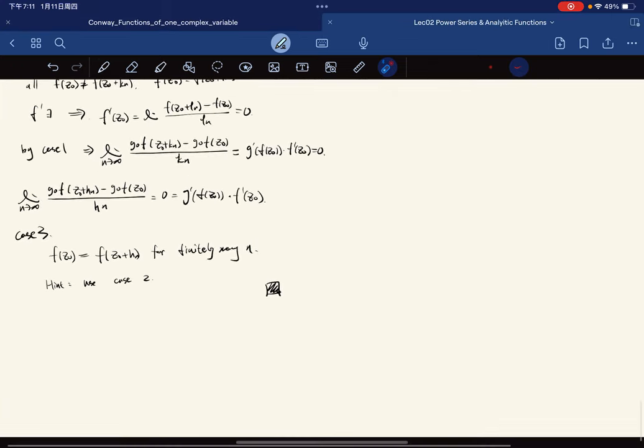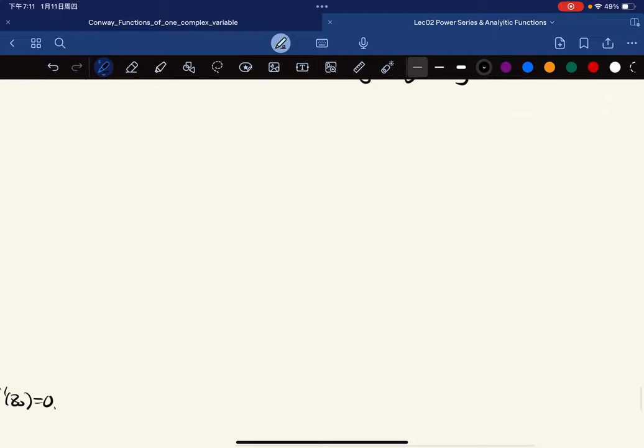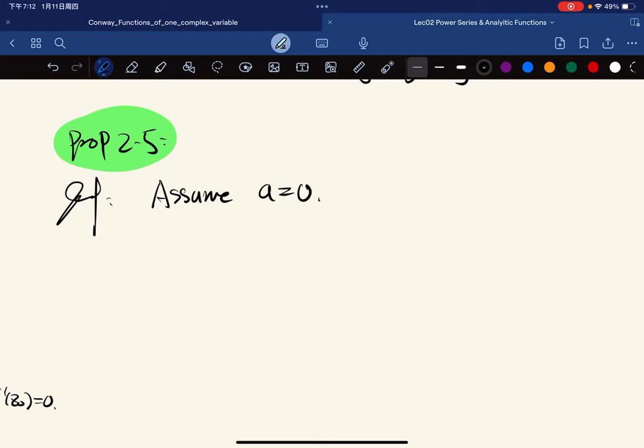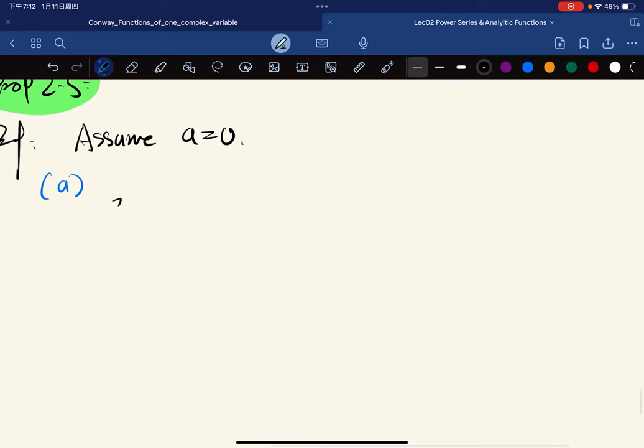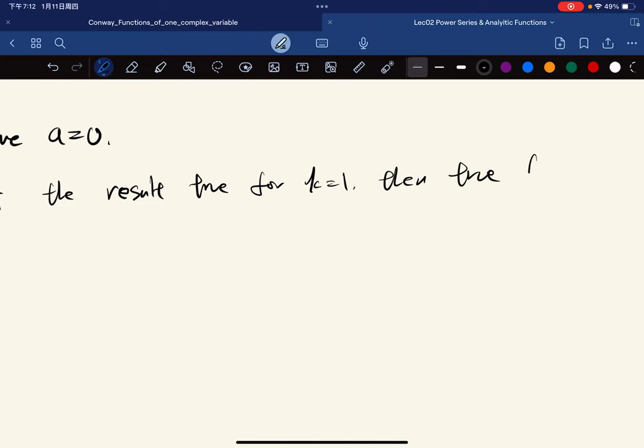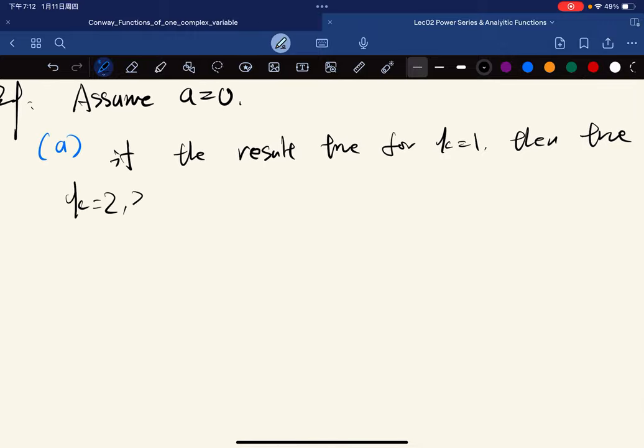Let me just write it here. Proposition 2.5. Proof. Assume a equals zero. So let's prove A first. Well, here's a remark. If the result is true for k equals 1, then it is true for k equals 2, 3, and so on.